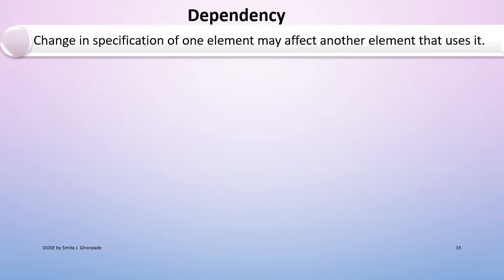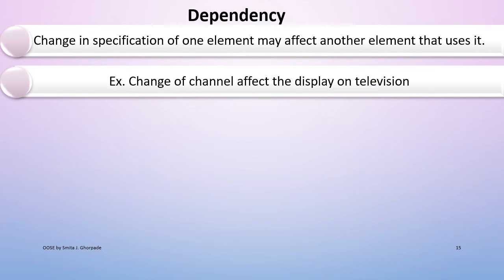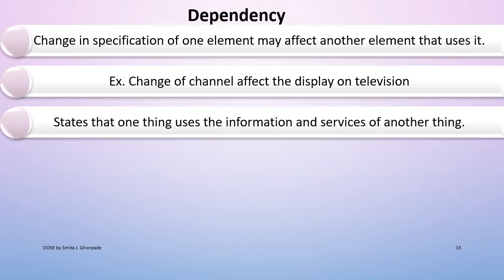Now the first type of relationship, dependency. In this relationship, a change in the specification of one element may affect another element that uses that particular class. For example, a change of channel affects the display of the television. Means through the remote we are changing the channel and based on that the television screen is going to change. So there is a dependency between the classes remote and television.